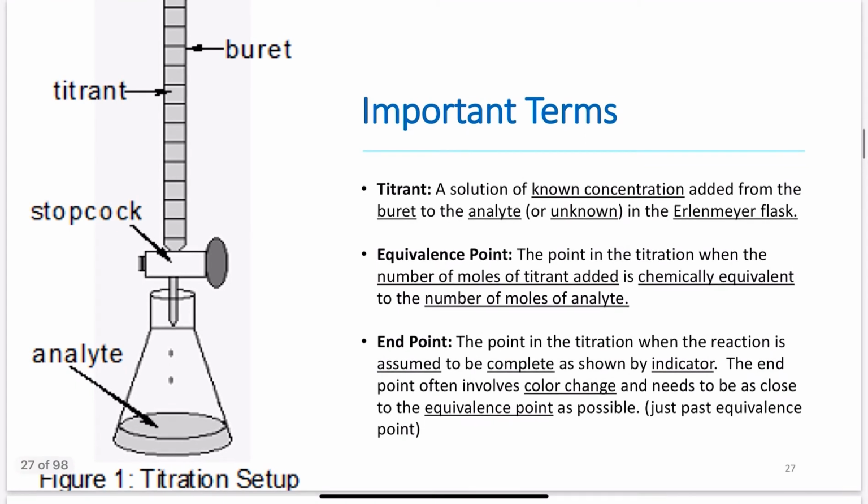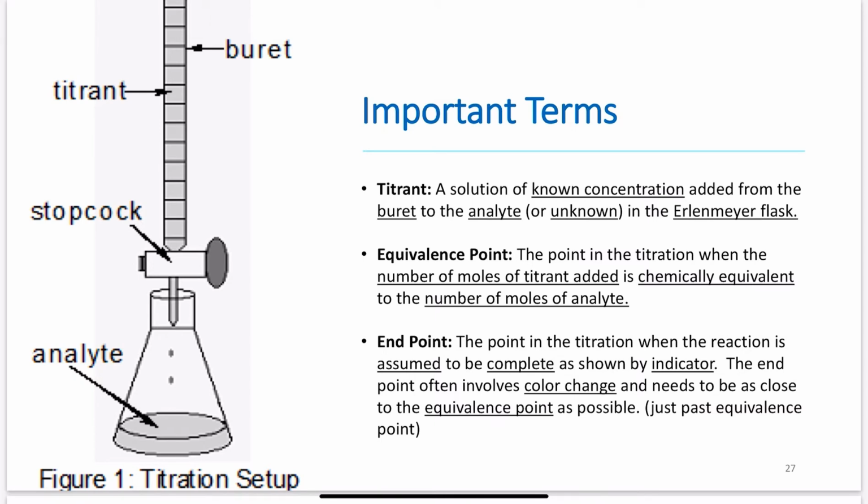So a bunch of terms that you need to be familiar with if you are not already. Your titrant. The titrant is a solution of known concentration that's added from the burette to the analyte or unknown in the Erlenmeyer flask. Now, we say known concentration. Every so often you will have a titrant that you are actually standardizing. We will do that in lab, for instance, we standardize a solution of sodium hydroxide. So we standardize it so that we can then determine the concentration. Most often, though, the titrant concentration is known ahead of time.